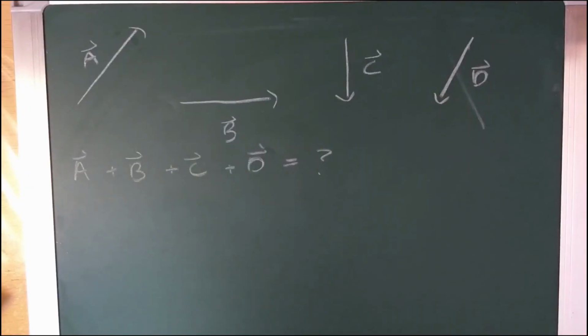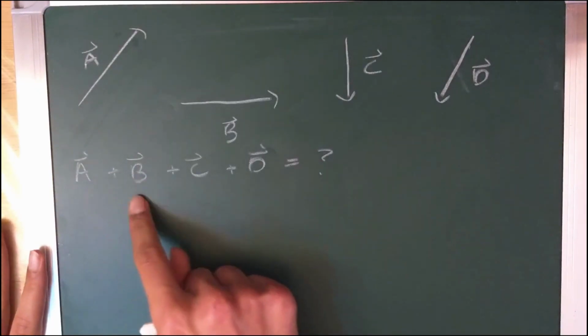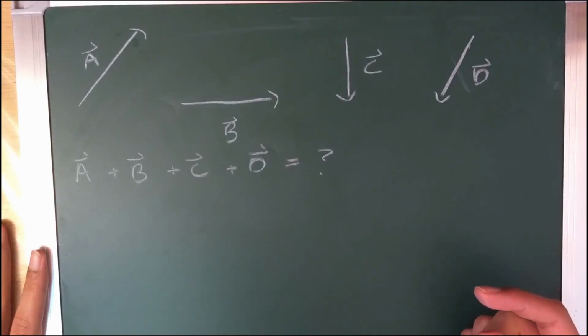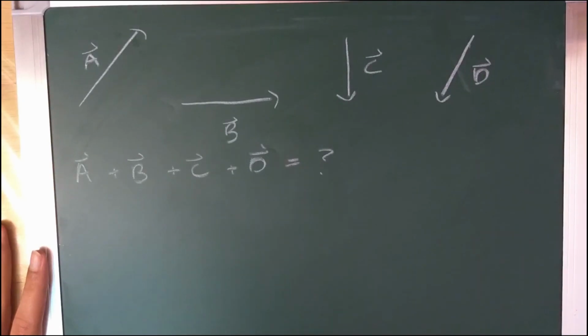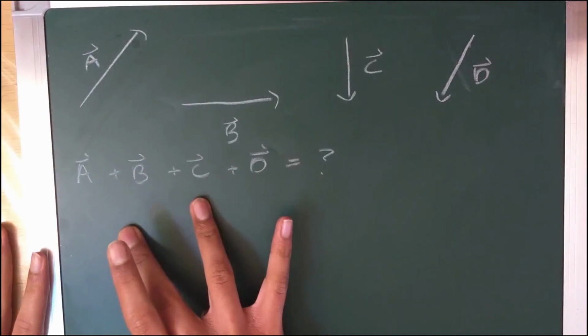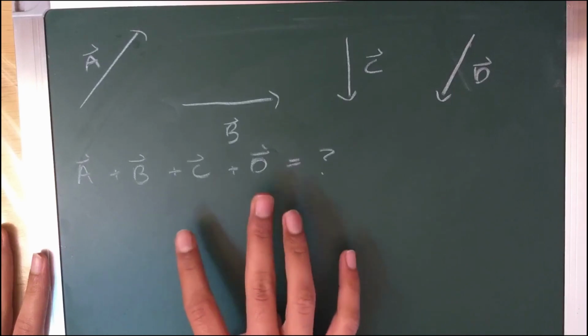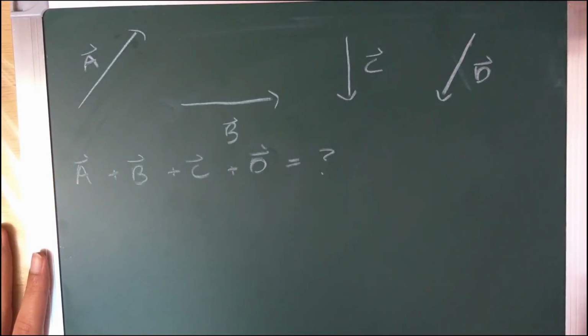All right, so here we have a somewhat more complicated example. We have 4 vectors that we want to add, A plus B plus C plus D. So the way I'm going to approach this is I'm just going to take it one at a time. First I'm going to do A plus B, then I'm going to do that plus C, and then I'm going to do whatever that is, A plus B plus C plus D. And that will give us our final answer.